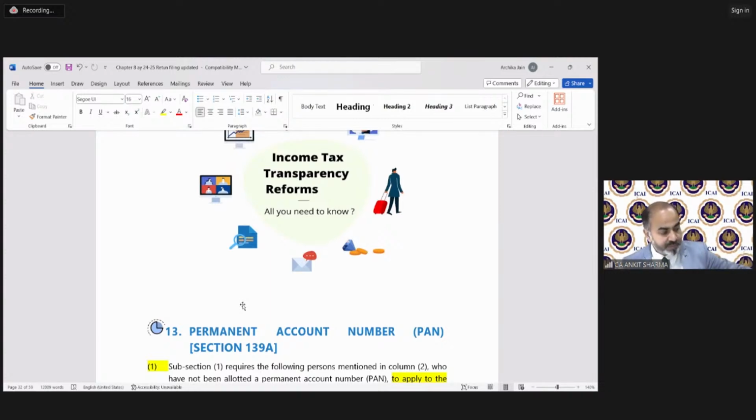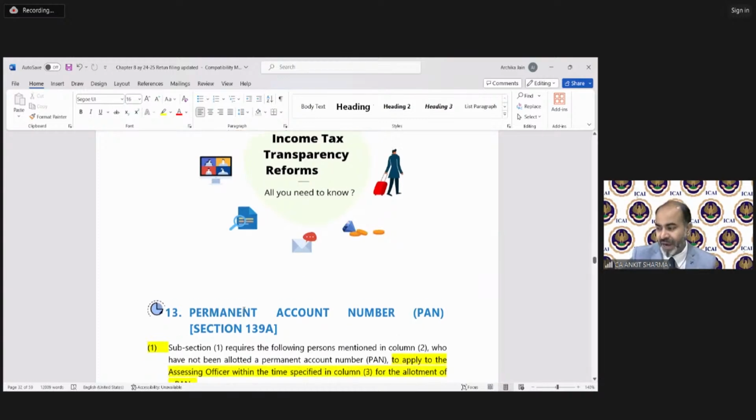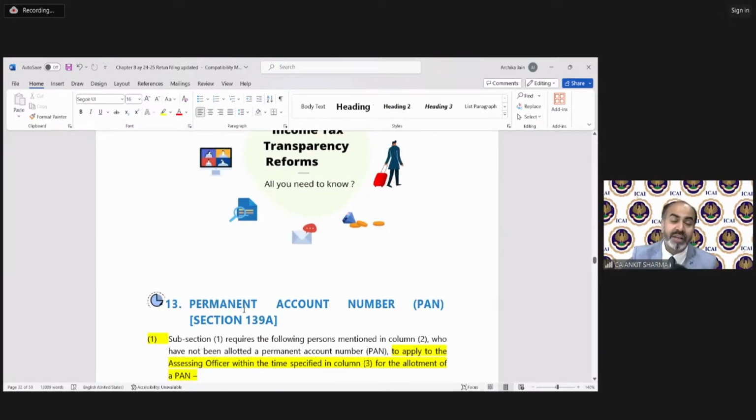Aadhaar number should be authenticated and informed to the department. Aadhaar number should be linked with the department. So these kinds of provisions are over here. The return provisions have been technically completed. Now there are some transaction-based PAN number submission provisions. Why does the department need your PAN number? Because they need to check what kind of transactions have been undertaken by this person.